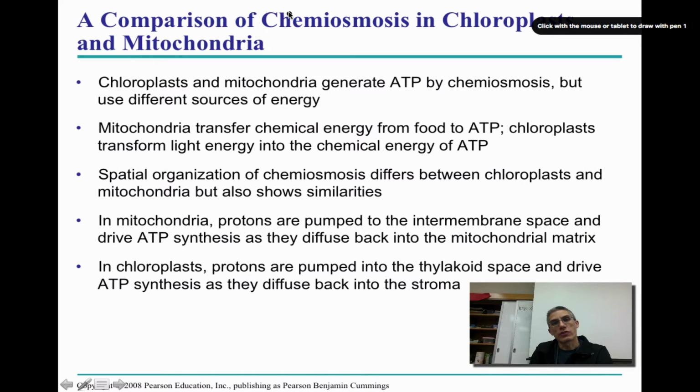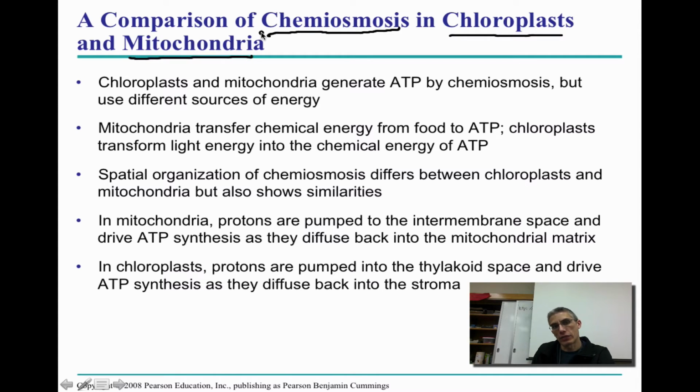So as promised, I had said we're going to do a little bit of a comparison between that whole idea of chemiosmosis. Remember, chemiosmosis was where we actually produce the ATP, but what we need to do is compare chemiosmosis in chloroplasts with that of mitochondria. So chloroplasts and mitochondria, again, generate ATP, as I had said, by chemiosmosis, but they actually use different sources of energy to be able to create that ATP.